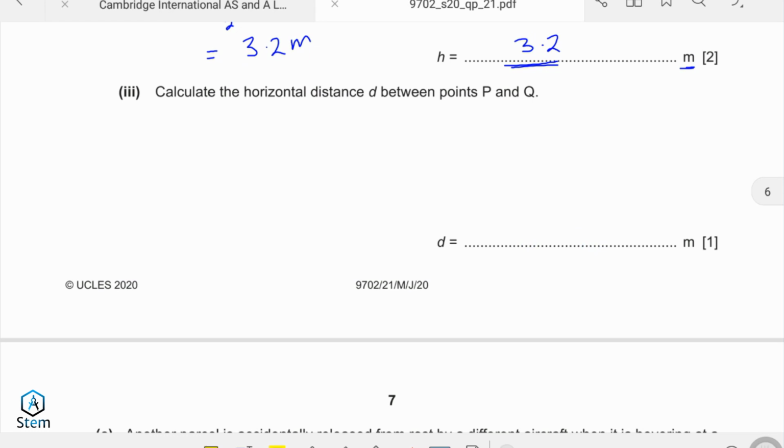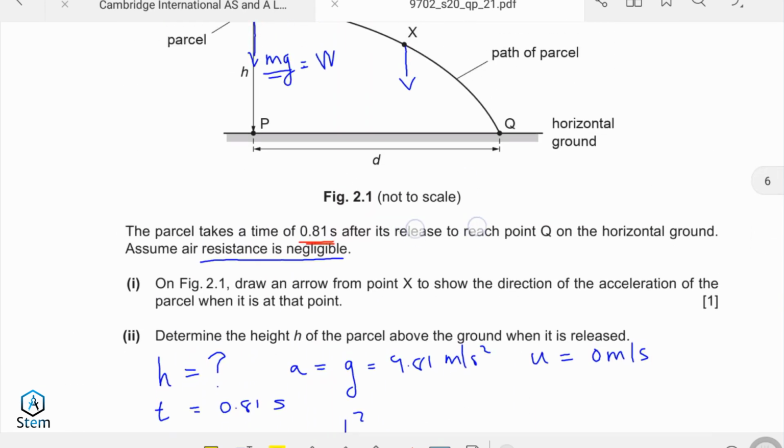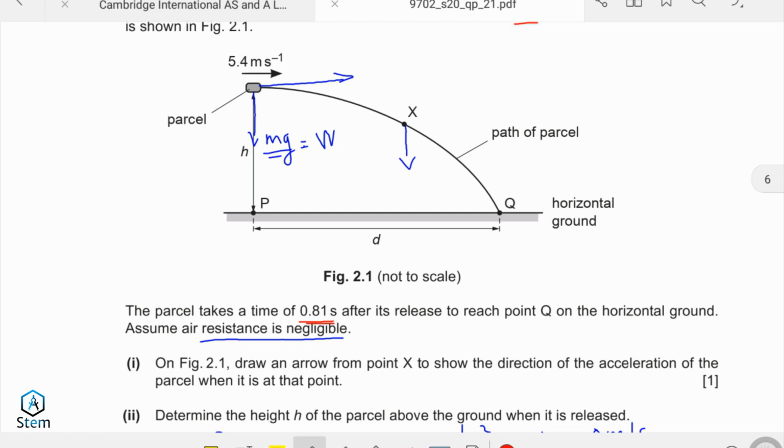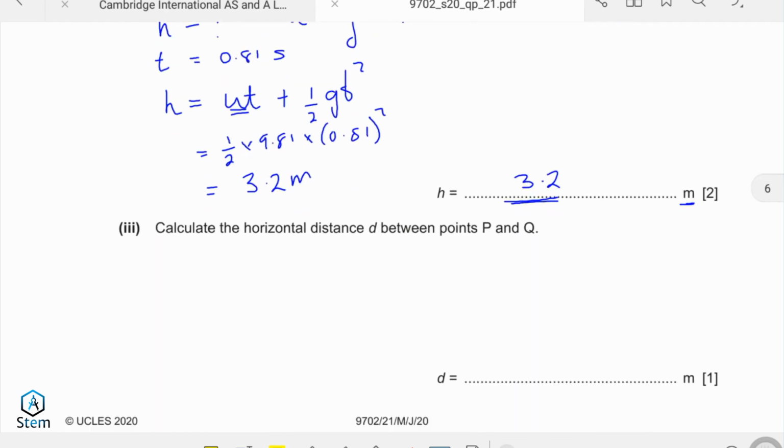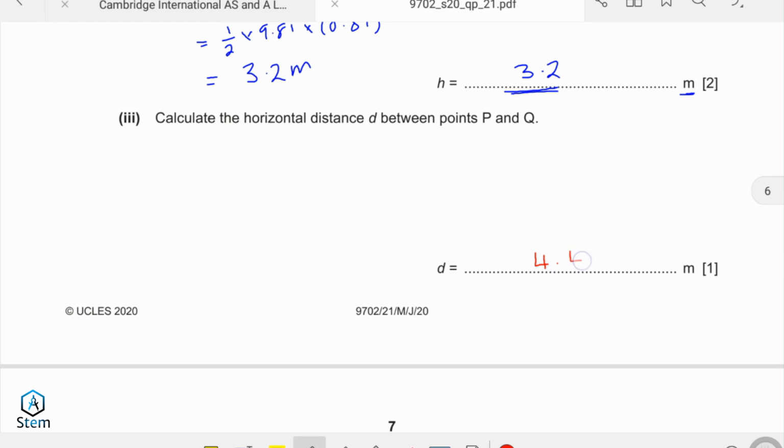Calculate the horizontal distance d between points P and Q. All right. One thing which is very important to notice here is, I've already mentioned that the horizontal velocity is going to remain constant throughout the flight of this object. And the time of flight for horizontal motion is equal to the time of flight in the vertical motion. So distance would be equal to our good old speed times time. And if we substitute the appropriate values, our speed would be 5.4 and our time would be 0.81. So in this one, we are going to get 4.4 meters. So we can come down here with the appropriate working, 4.4 meters. Well, that looks good to me. Let's move on.